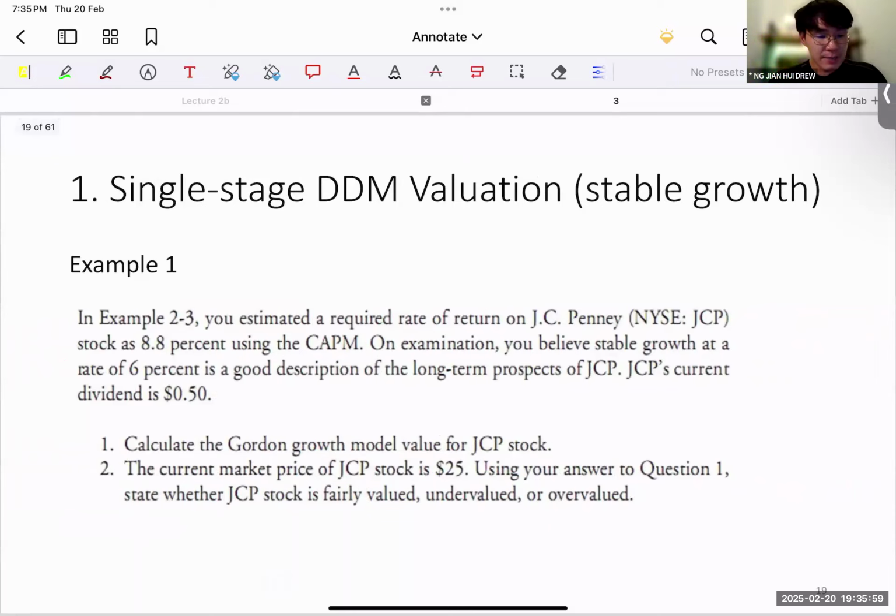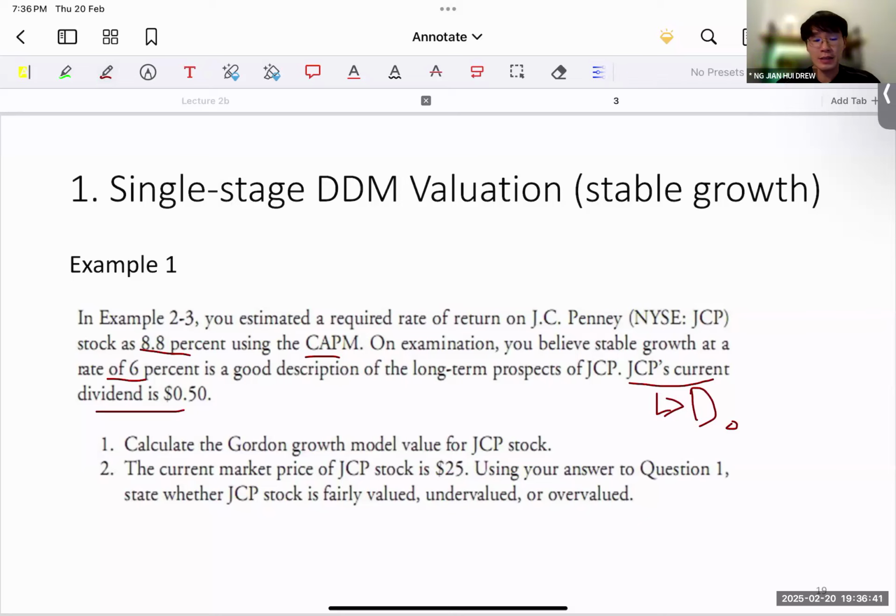All right. So we do have a simple question. Let's look at this example. JCPenney stocks: the required rate of return of the JCPenney stock is 8.8% using CAPM. On examination, you believe stable growth at 6% for the long-term prospect. It's currently paying a dividend of 0.5. So current dividend of 0.5, is this D naught or D1? D naught. You're right. This is D naught. So calculate the Gordon growth model value of the stock.